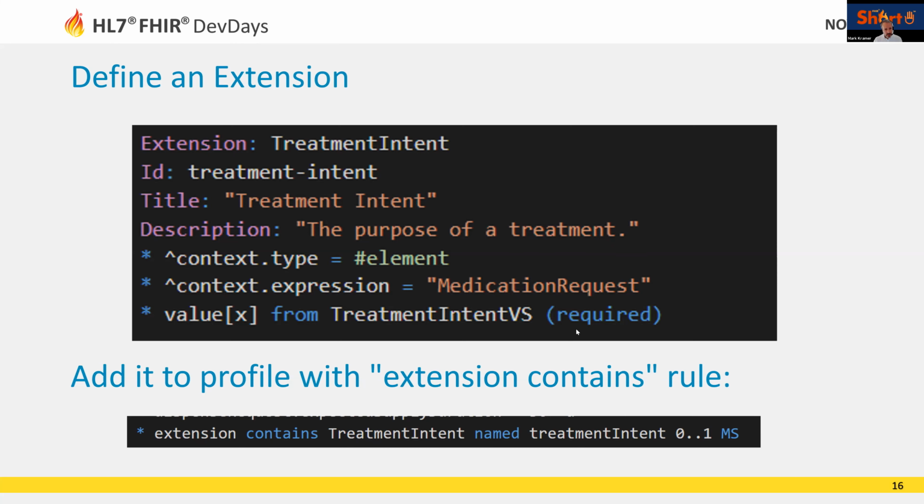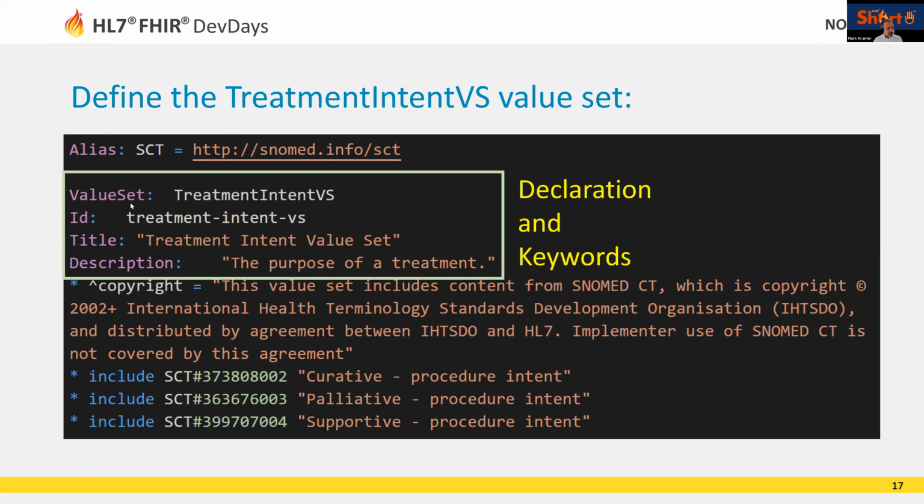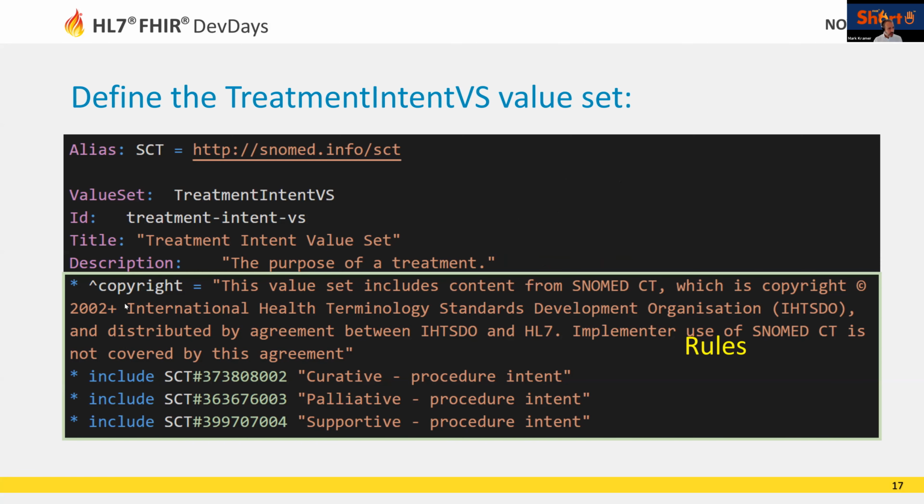So let's go back to this value set for a moment. Here is a definition of this value set, also in FHIR Shorthand. Again, you have the declaration, which is value set, treatment intent VS for value set. It has an ID, a title, and description. Then we have a set of rules. Here's a piece of metadata: it's the copyright associated with that value set. It's not part of the value set, it's part of the definition of that value set. So in order to get at the metadata, again, we use this up arrow, which is kind of going up into the metadata. You can think about it that way.